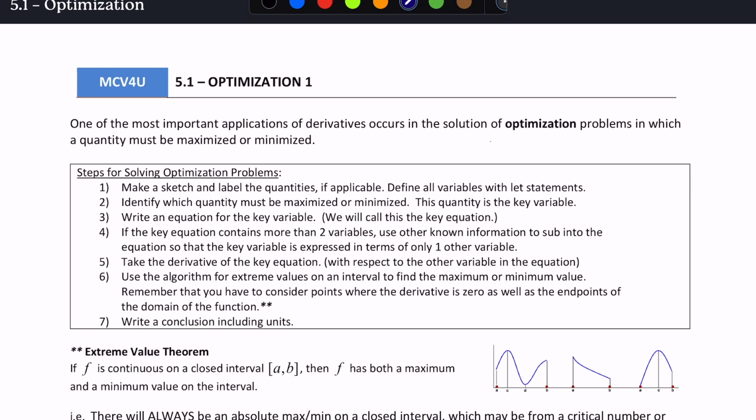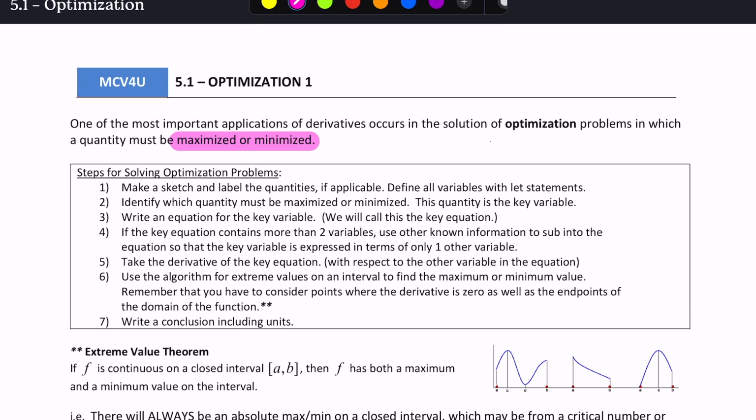Today we'll be looking at the first lesson in optimization. One of the most important applications of derivatives occurs in the solution of optimization problems, in which a quantity must be maximized or minimized. Here we're going to outline the steps for solving these types of optimization problems.